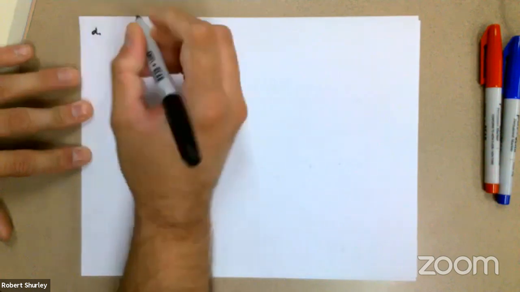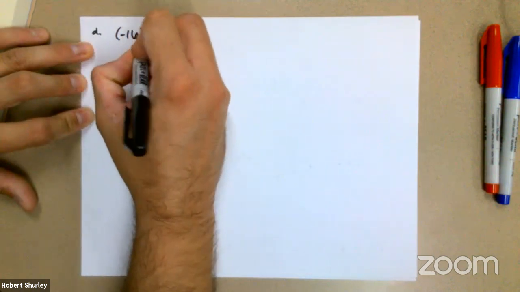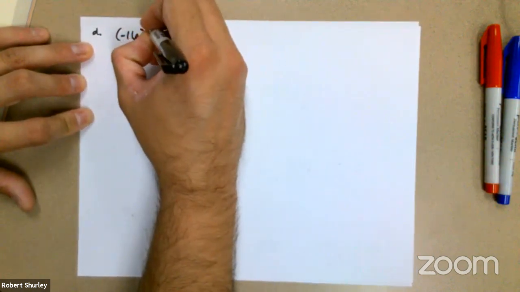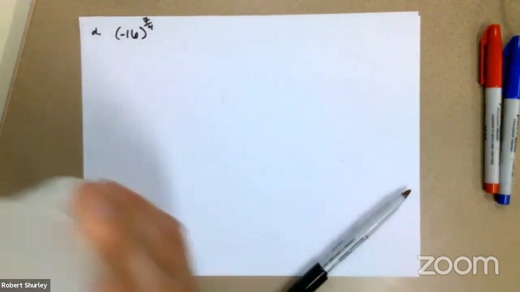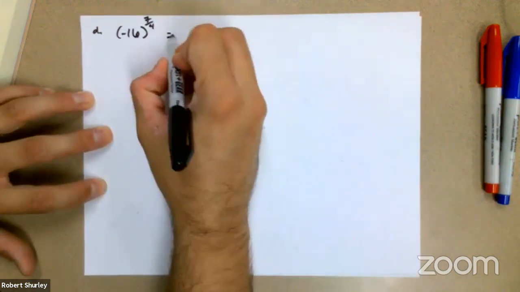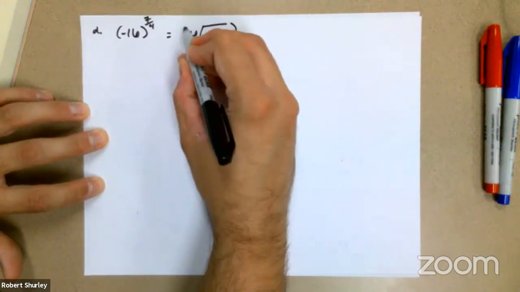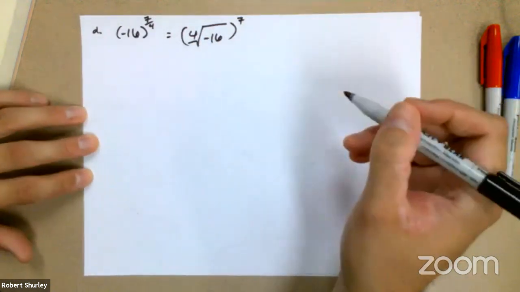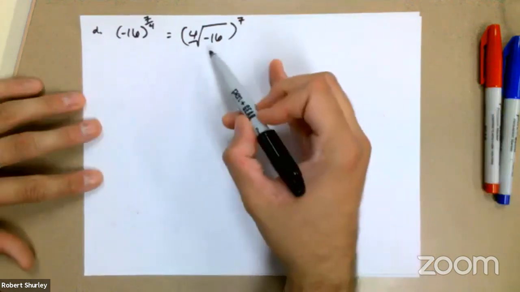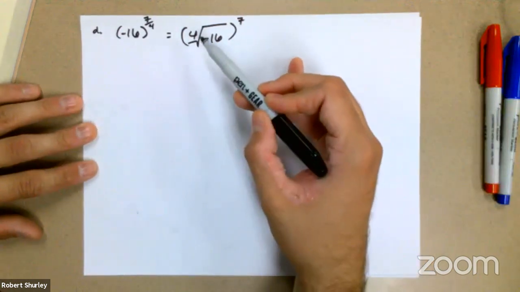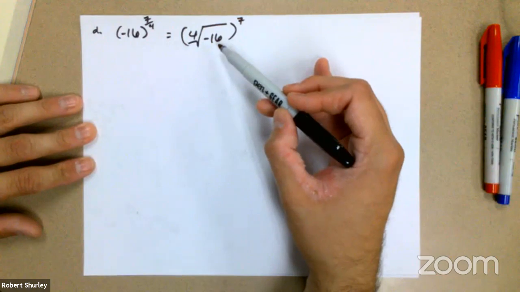So ABCD. But all I'm going to do is make a parentheses here. Was it to the 7/4? Okay, so if we made the parentheses, then we would have to put the entire number underneath the radical. So we'd have the 4th root of -16 raised to the 7th. Now look, we can't have an even root and a negative radicand.